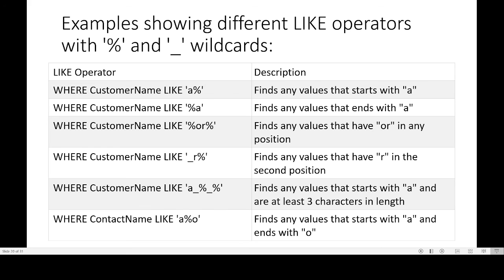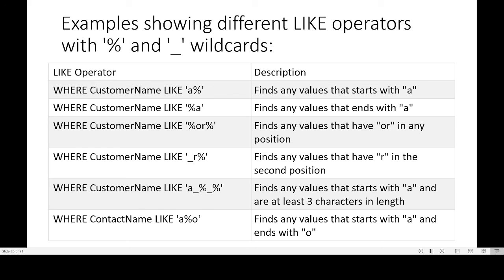Then another one is where CustomerName LIKE '%or%'. What it does is find all the strings which have OR in between any characters. Then where CustomerName LIKE '_r%': what does it do? It finds all the values that have R in the second position, because we know that underscore is a single character. So the first is any single character, and the second one will be R. So the second letter should be R.